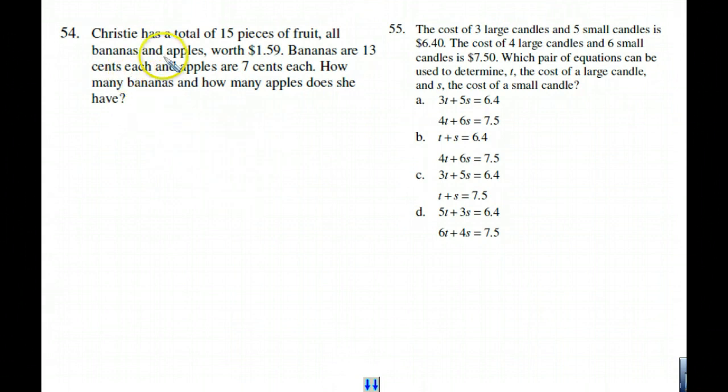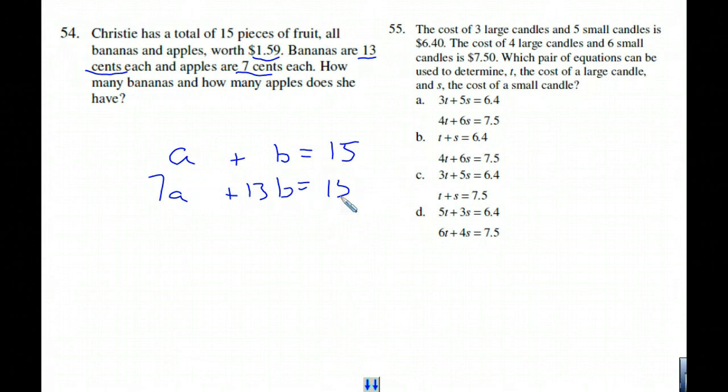Alright, number 54, similar question. Instead of 9 CDs, we have 15 pieces of fruit, apples and bananas, so we'll do A plus B equals 15 this time. Altogether it costs $1.59. Bananas are 13 cents and apples are 7 cents. I'm going to do everything in cents because they give us two numbers in cents and one number in dollars. So let's convert to cents: 159 cents, with apples being 7 cents, bananas being 13 cents, and it all adds up to 159 cents.